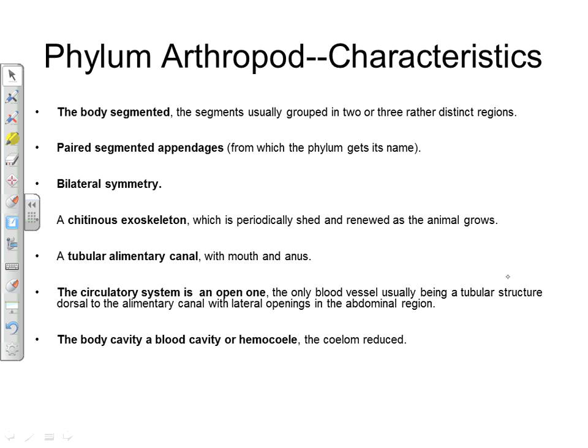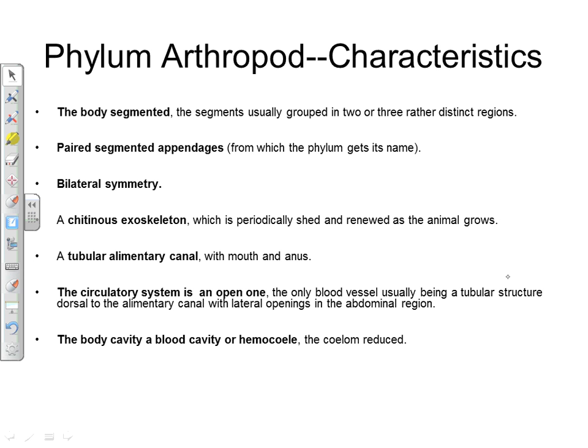Their exoskeleton has to be shed. What do we call that? Molting. Call it molting as they grow. They've got what's called a tubular alimentary canal. That's a word you need to know. Alimentary canal refers to their what? You have an alimentary canal. What is it? It's your digestive tract. It's your GI tract. So know that word. Alimentary canal is your digestive tract.